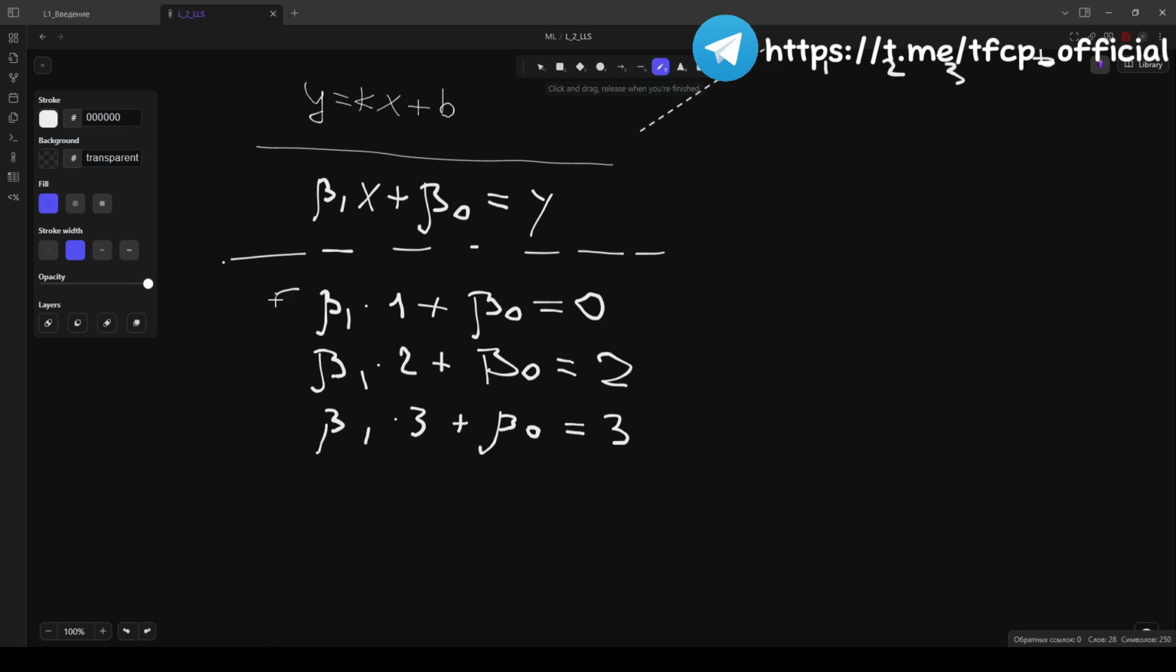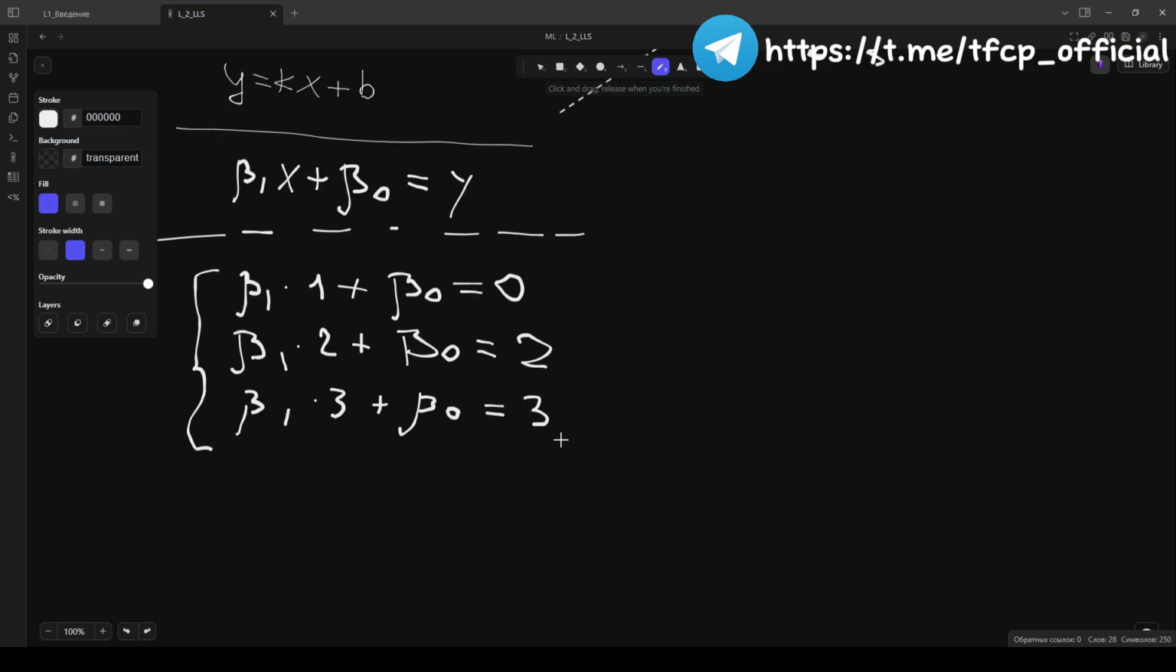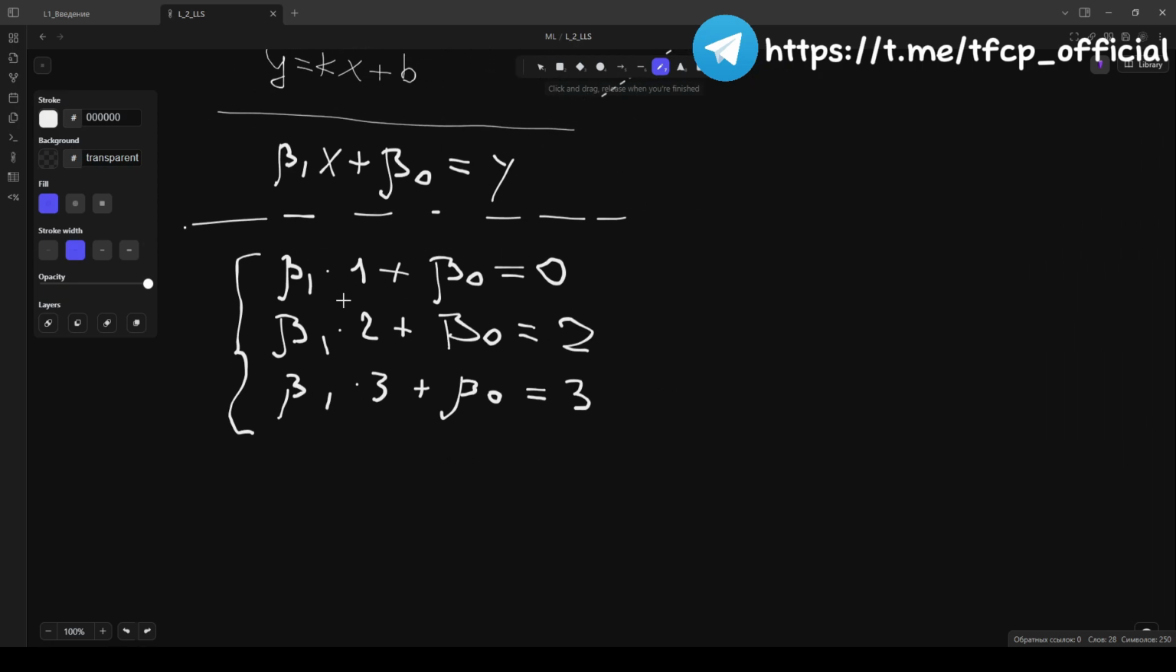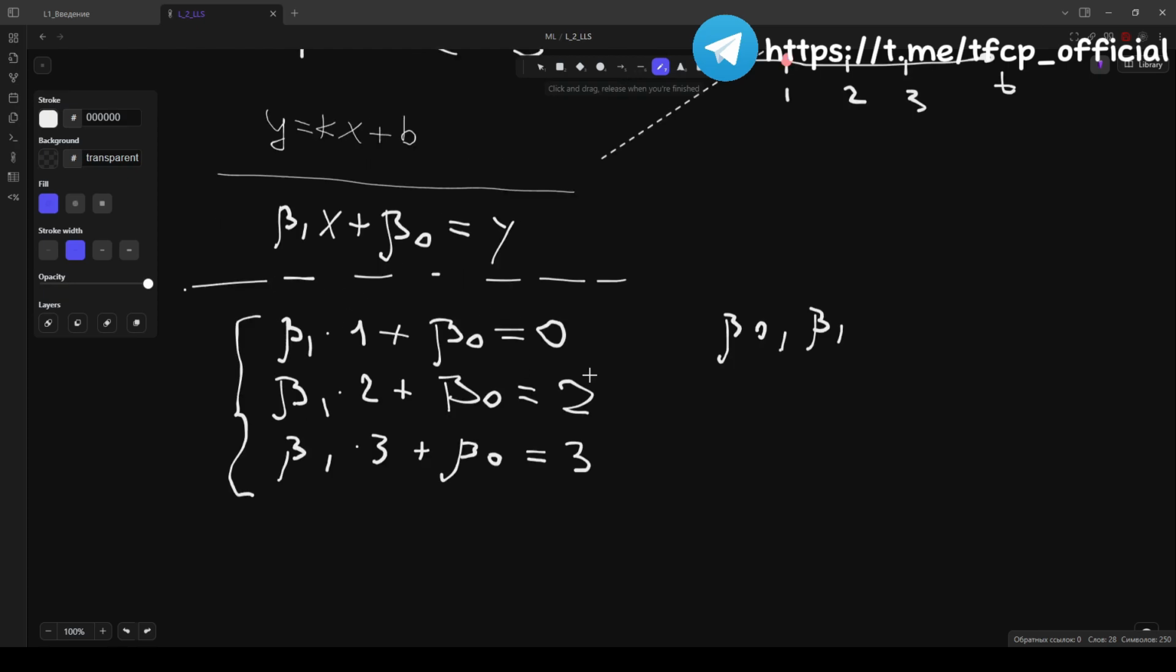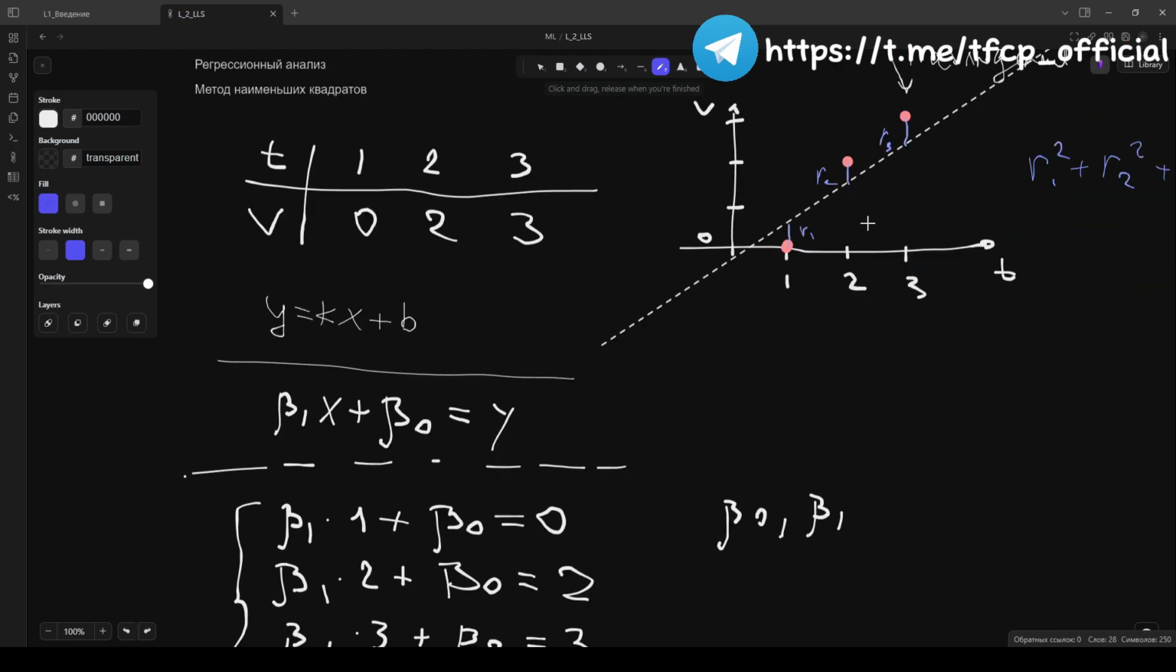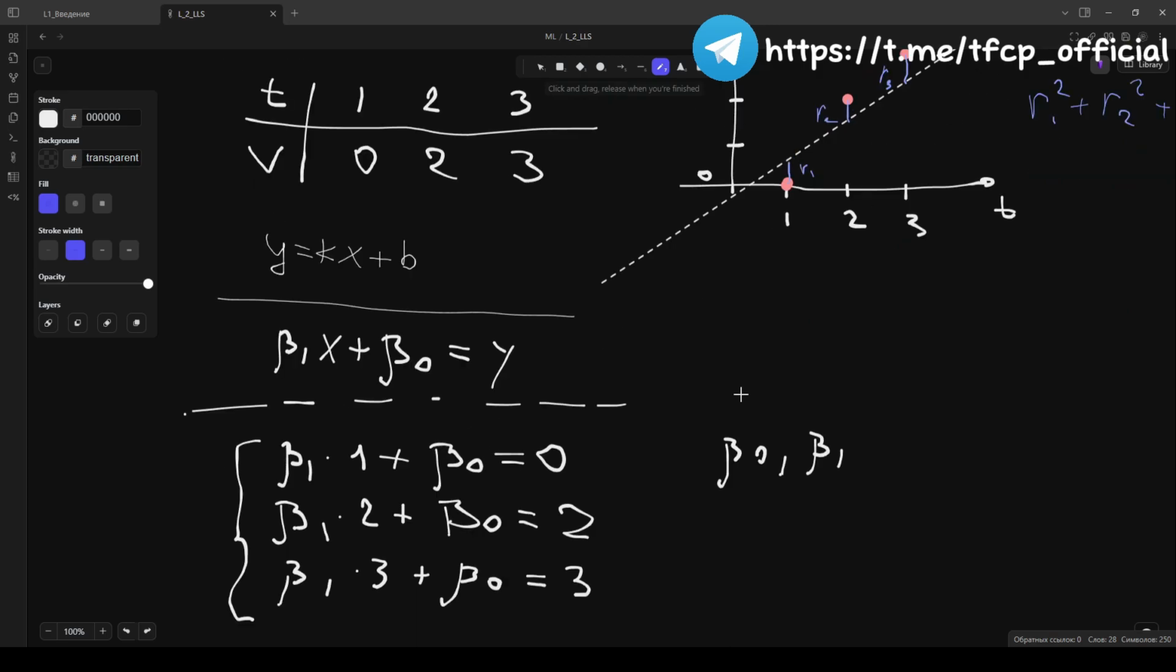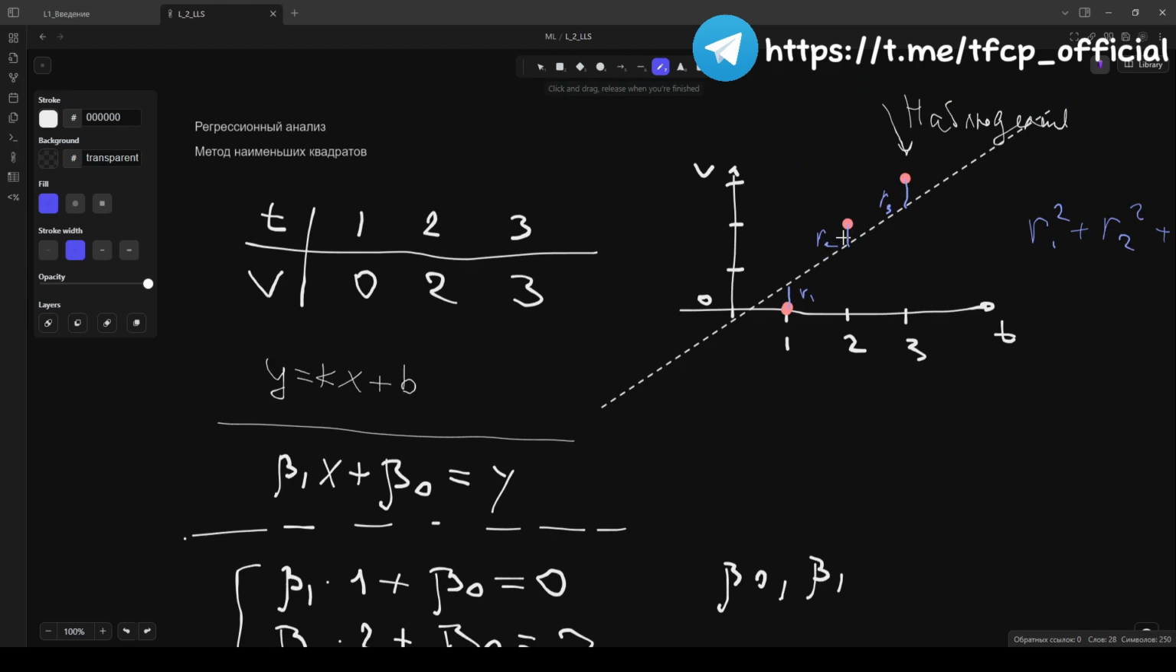We end up with the following system of equations. We need to solve such a system. Find the coefficients beta 0 and beta 1 so that all 3 equations have a solution. The problem is that from geometric considerations, as we can see here, such a solution does not exist. In other words, there are no such numbers b0 and b1 that would make the line pass through all 3 points simultaneously, because they are arranged in this way.